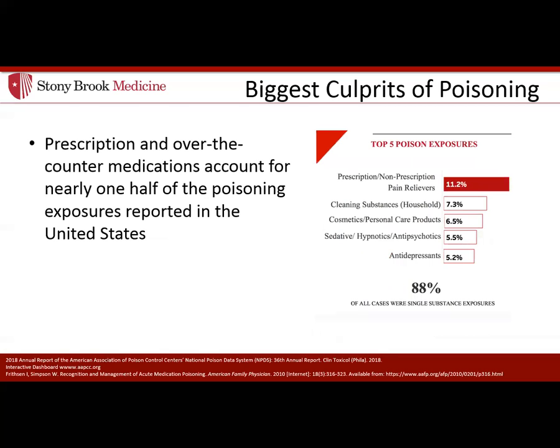Prescription and over-the-counter medications account for nearly half of the poisoning exposures reported in the United States. As shown in this chart from the Poison Control Center, the most common exposures reported include prescription and over-the-counter pain relievers, sedatives, hypnotics, and antipsychotic medications, as well as antidepressants. These medications are commonly available and often prescribed to patients, and this may contribute to why we see these medications more commonly in overdose.